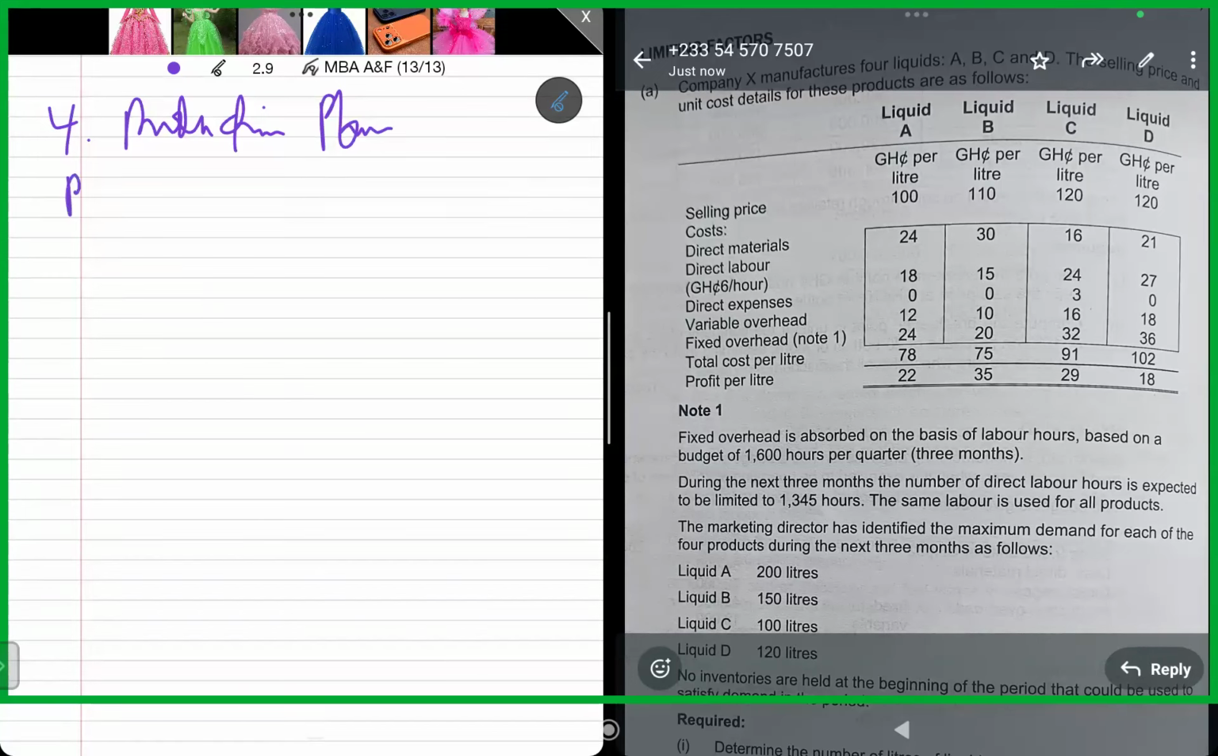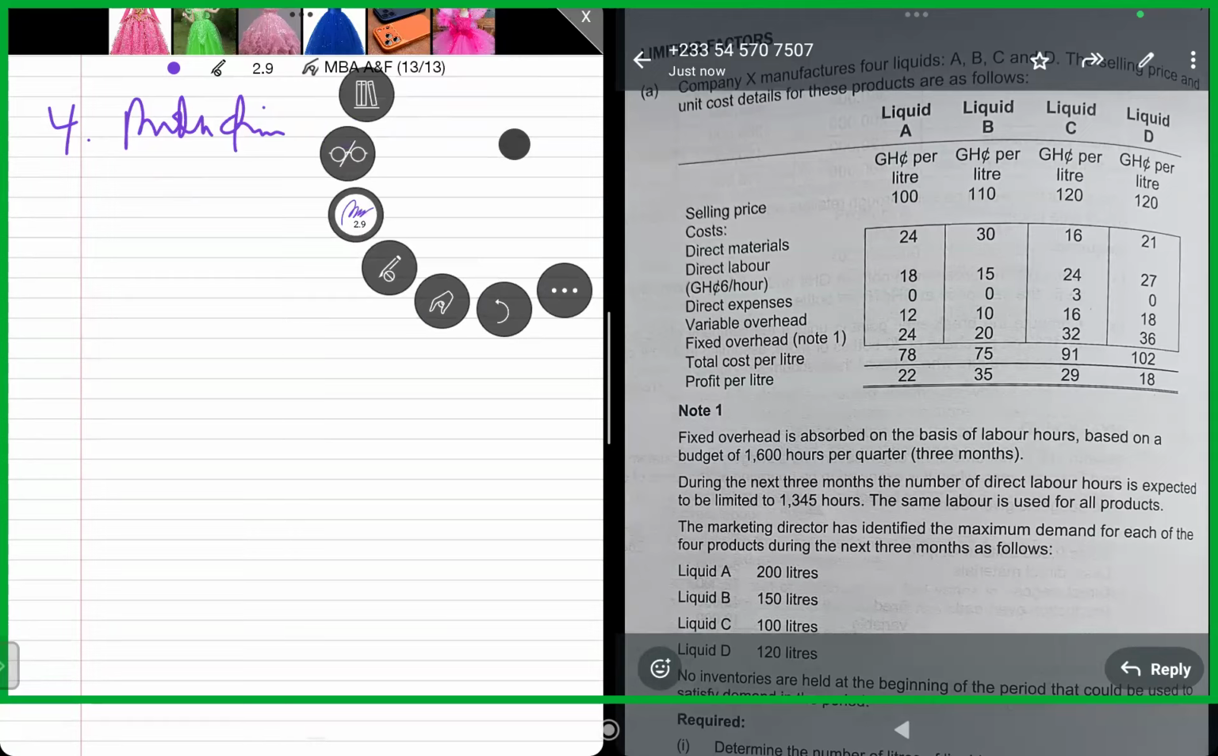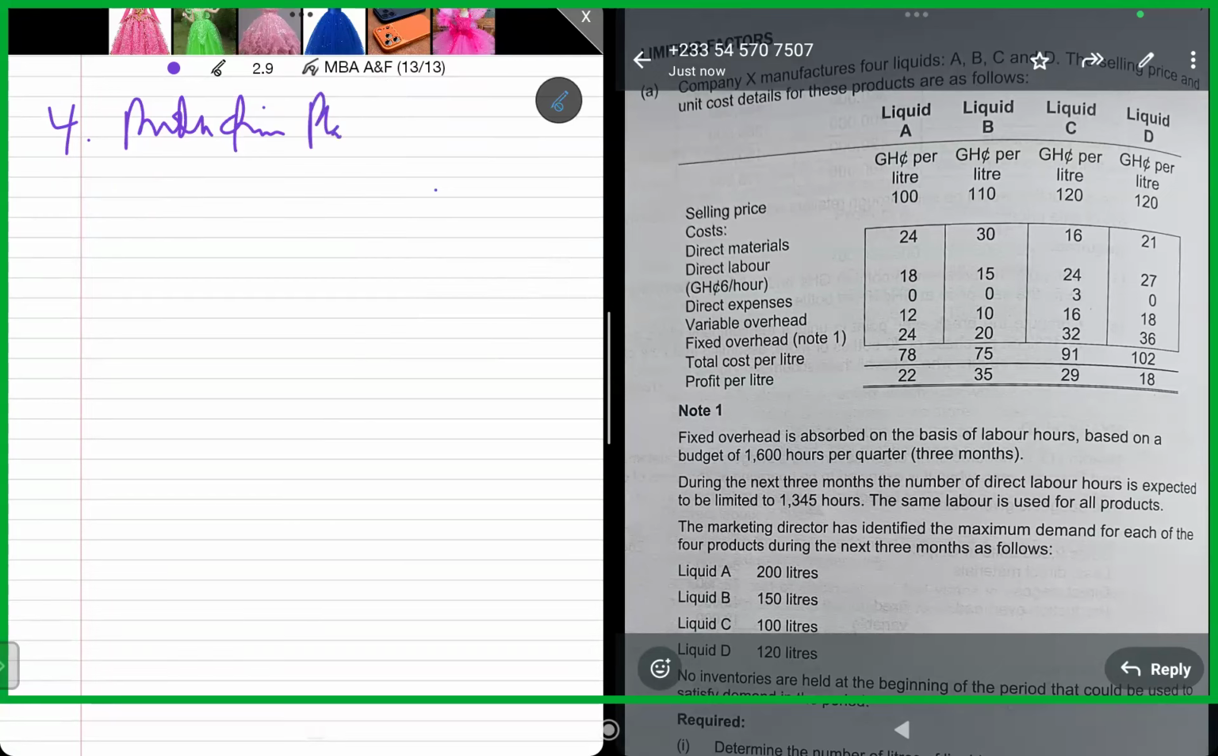I'm going to have my product here. Let me put down the rank. Or let me do it this way for you. Production plan. Where did we end in the previous stage? We ended at the ranking. So the ranking will come first, followed by the product, right? Then followed by the units, followed by the labor hours, then the total hours.